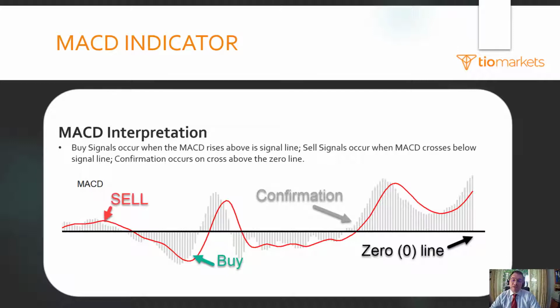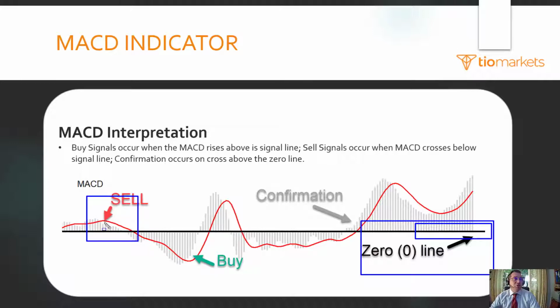So this is the MACD interpretation for crossovers. Buy signals will occur when the MACD rises above its signal line. Here we can see the zero line is always set to 0. This black line here, where you can see the MACD oscillating above and below, is your 0 line. You can see how, when price reacts, the 0 line acts more as a confirmation in an uptrend and a confirmation in a downtrend.